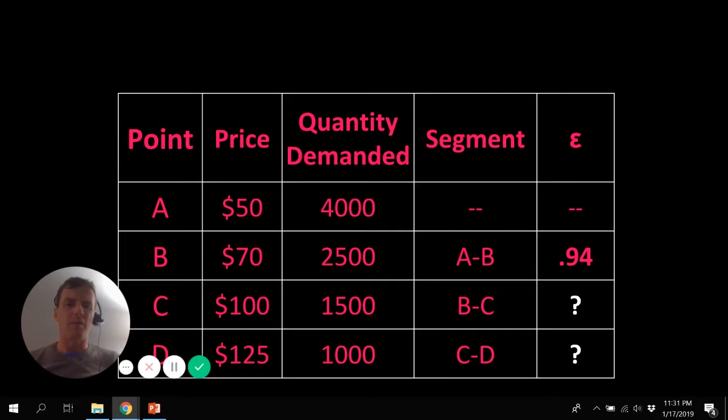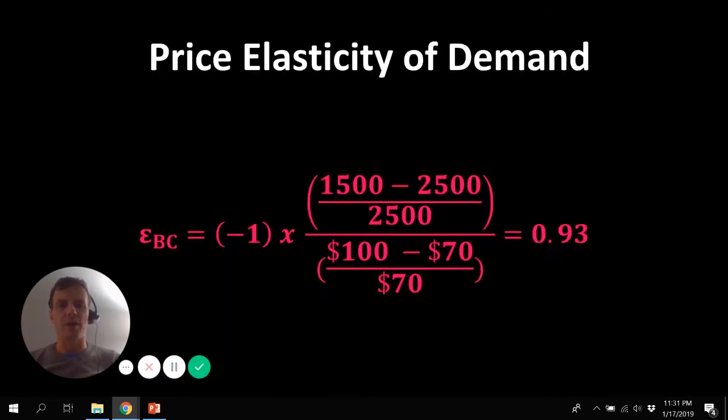For the second segment, for B to C, we're looking at the percentage change in quantity demanded and the percentage change in price. So again, -1 times the percentage change in quantity demanded from going from a level of demand of 2,500 units demanded to 1,500, and then a percentage change in price when we go from $70 per unit to $100 per unit. And again, we get a value of price elasticity of demand that's a little bit less than 1, so a little bit inelastic, of 0.93.